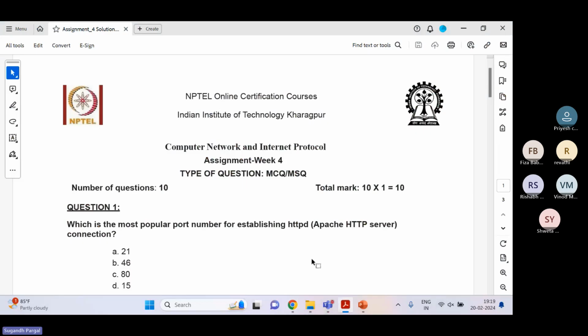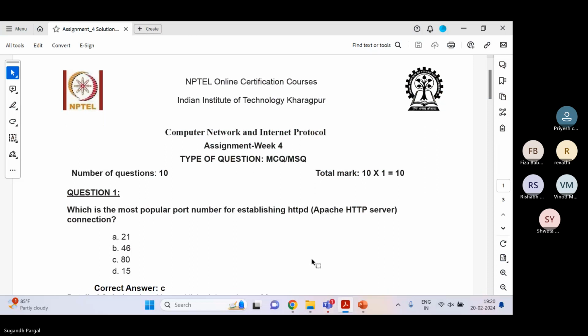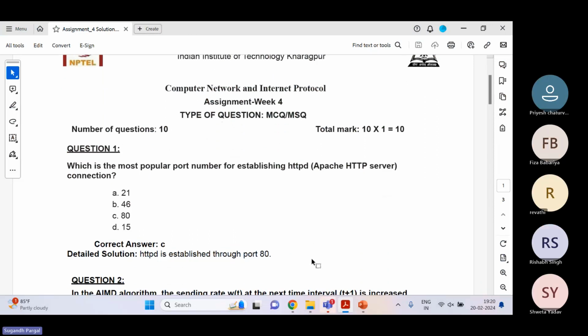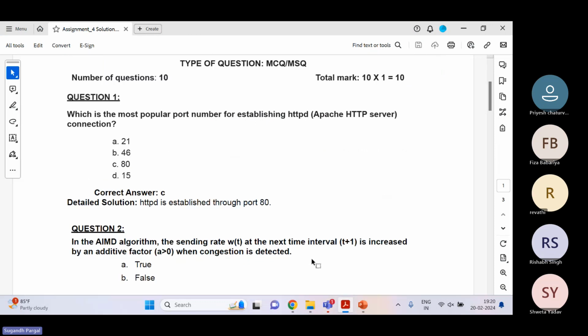So what is the most popular port for establishing an HTTPD, that is Apache HTTP server, connection? Yes, so the answer is C, that is 80, port 80.